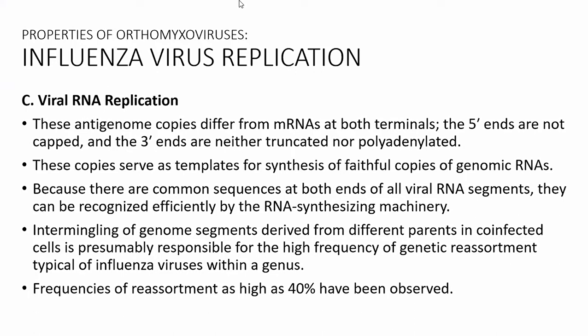Because there are common sequences at both ends of all viral RNA segments, they can be recognized efficiently by the RNA synthesizing machinery. Intermingling of genome segments derived from different parents in co-infected cells is presumably responsible for the genetic reassortment that is typical of influenza viruses within the genus. Frequency of reassortment is as high as 40%.